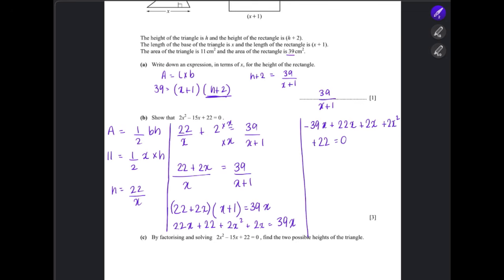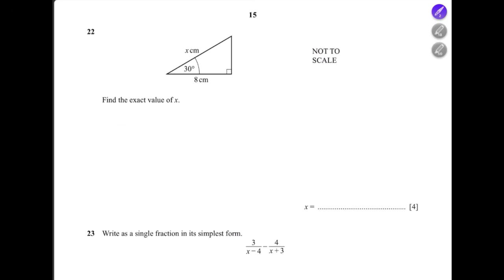Now let's rearrange this. So we can write 2x squared first, and then if you add these, you will get 15x plus 22 equals to 0. Next, find the exact value of x.